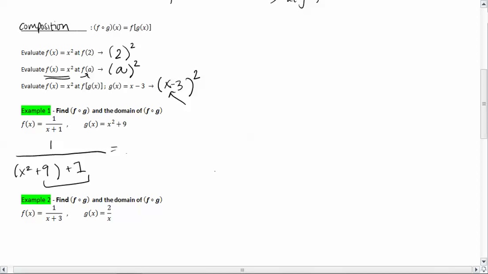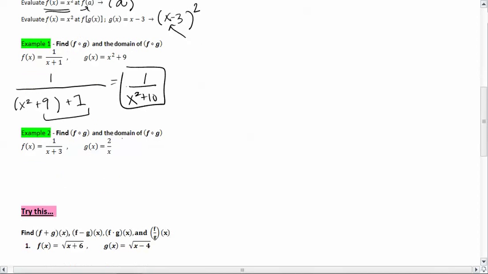So let me not erase the answer. 1 over x squared plus 10 would be your answer. And it would work for all real numbers. That would be your domain.